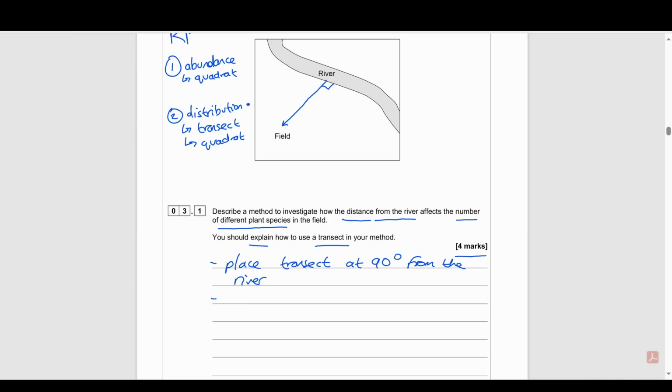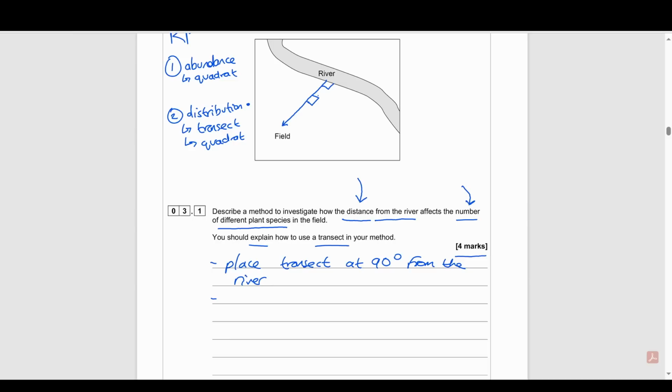Now, we still need to count because it says we need to find the number of different plant species. So for us to find the number, we still would need to use our quadrat. So we're going to place the quadrat down. But remember that we have to find out how the number changes as we go from the river. So we would need to place our quadrat down and count the number of different plant species within the quadrat. But after we do that once, we then will need to move the quadrat a certain distance away from the river. So we could use that first box as the first place in which we place our quadrat, and then we can use this second box as the second place where we place our quadrat.